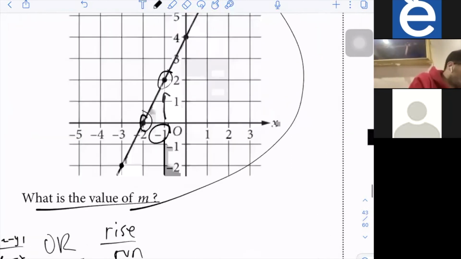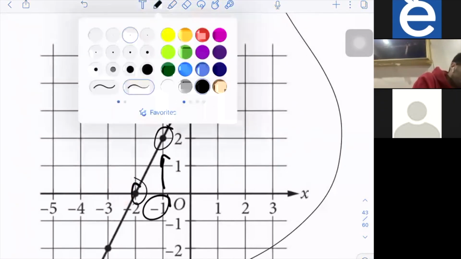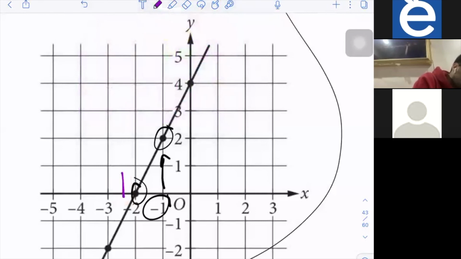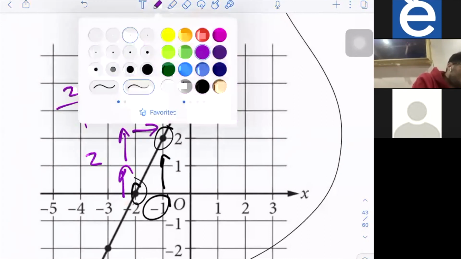Or you can just do rise over run. You can do rise 2, run 1, so up 2 and then right 1. So this is basically rise over run, rise twice, and then run once. It's basically 2. So that's the easier and faster way to do it.